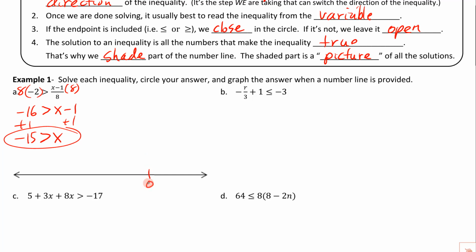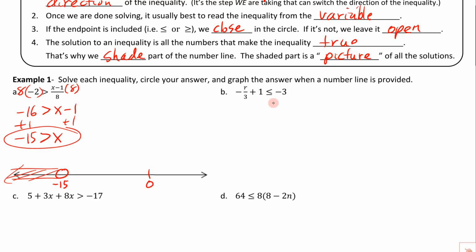We're going to put a 0 on here for reference. The most important number on this number line is a negative 15, so we're going to put a circle around it. Are we going to close it in or leave it open? We're going to leave it open. And then again, we'll read from the variable: x's, or the answers, are less than negative 15, so we're going to shade to the left side. So it's going to look like that, and we're done.